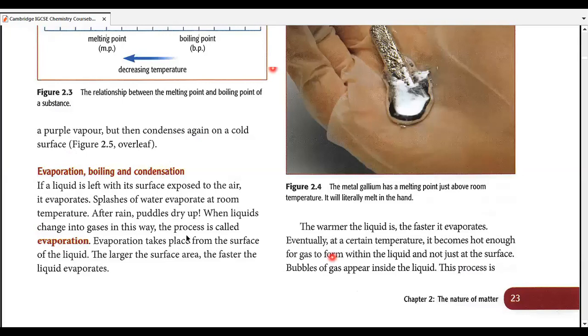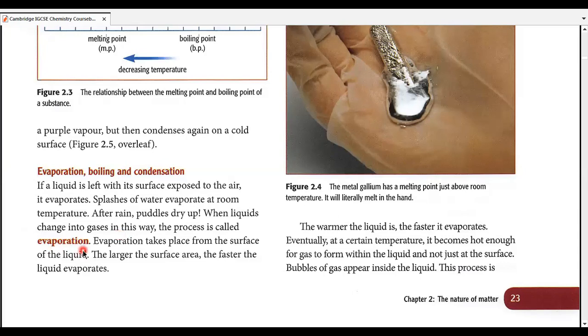Now, in the case of evaporation, boiling, or condensation, there are three more definitions that we need to go with. We're going to start with evaporation. If a liquid is left with its surface exposed to the air, it evaporates. We're familiar with that. Splashes of water evaporate at room temperature. After rain, the puddles, the water that gets accumulated in shallower parts, are known as puddles. Those puddles dry up and the liquid changes into gas in a slower process that we know by the name of evaporation.